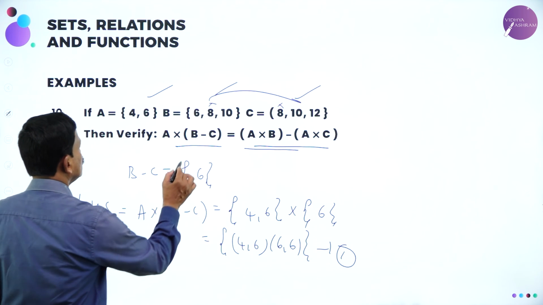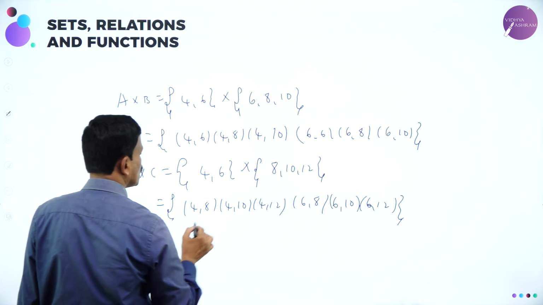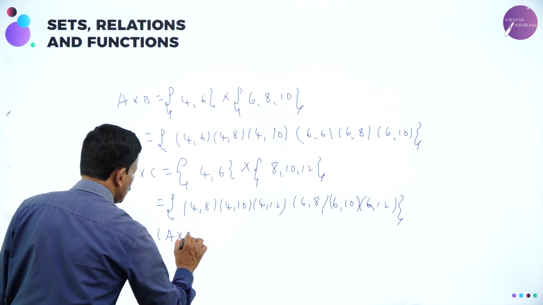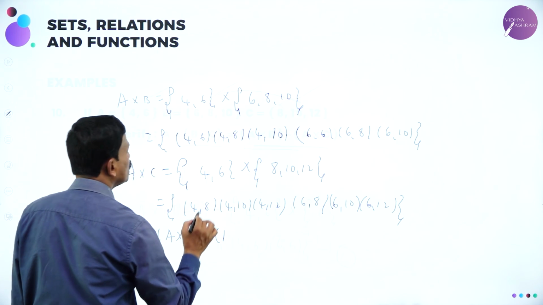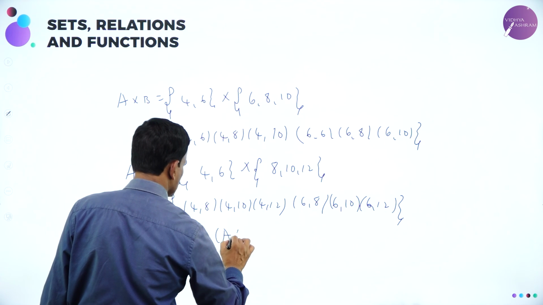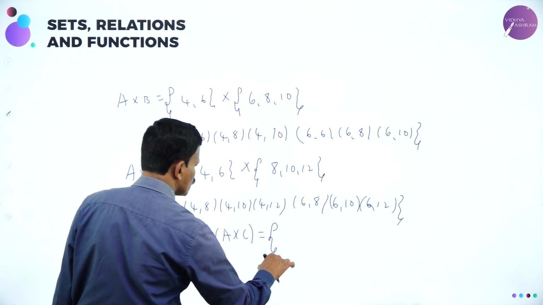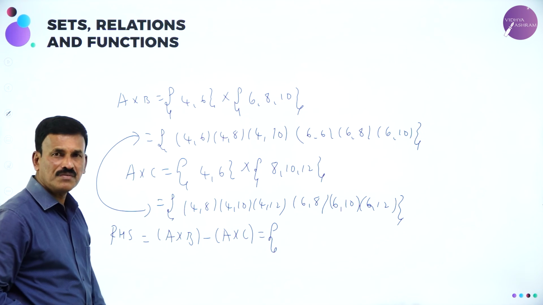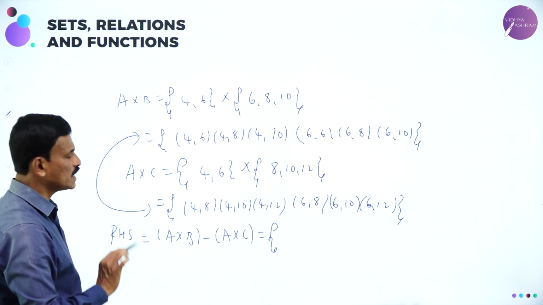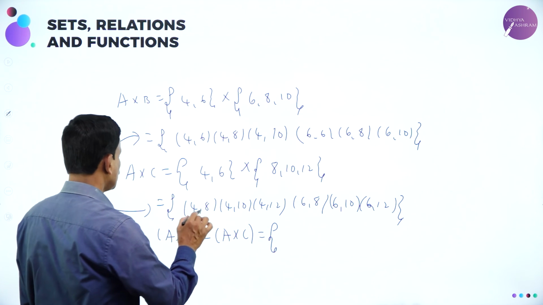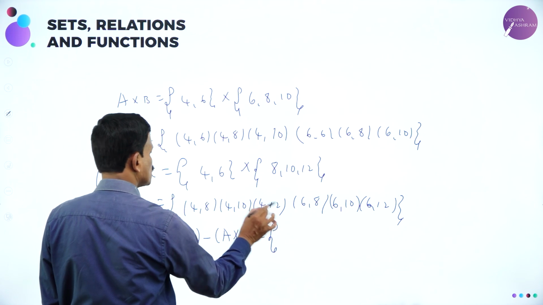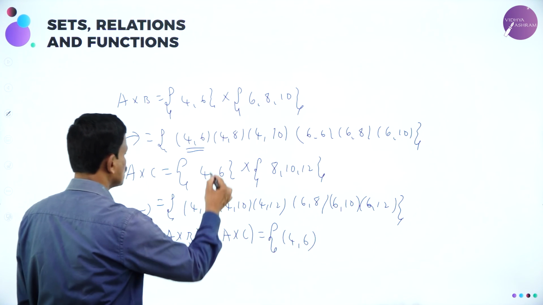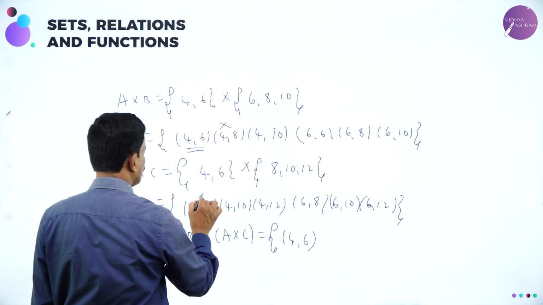Now what is to find? A cross B minus A cross C, the RHS. The difference of these two. What is the difference of these two? All the elements which are in A cross B but not in A cross C. In A cross B, (4,6) is here. We don't have (4,6) in the second set. (4,8) is there, we don't want (4,8).